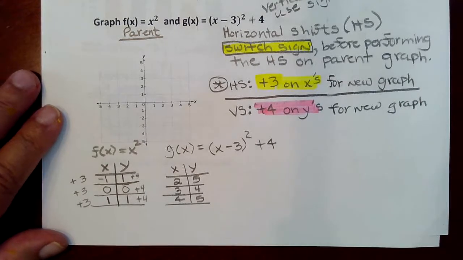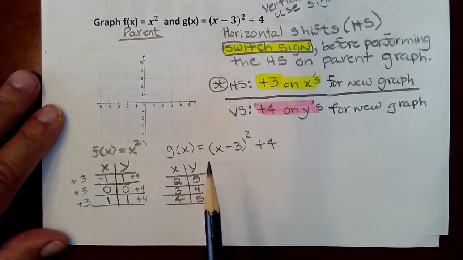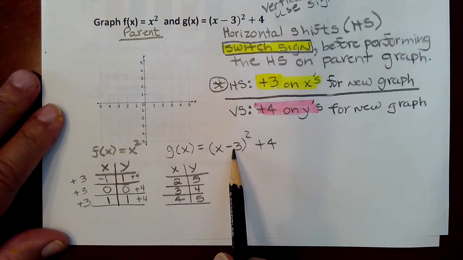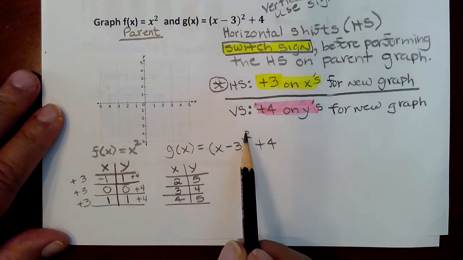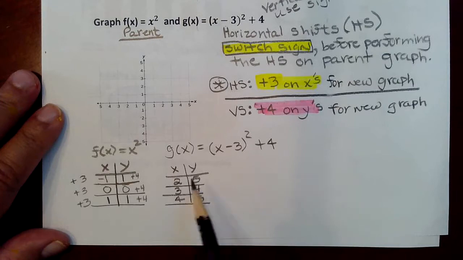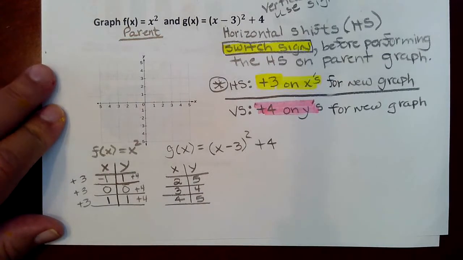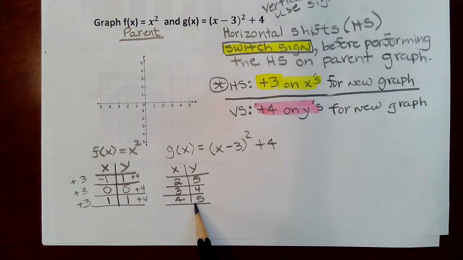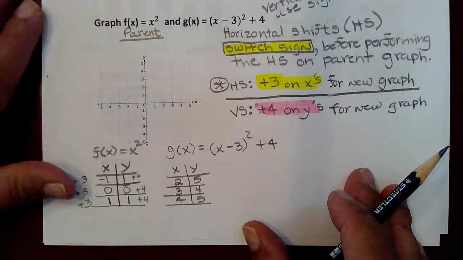And even if you had gone and taken the harder route, you would still get these answers. Like if you were to plug in a 2 right here, 2 take away 3 is -1. -1 squared is 1. 1 plus 4 is 5. So just with a lot more work doing it that way. So when you're using your parent table to produce the new graph, you're just doing simple addition or subtraction or multiplication. Sometimes that's involved in the problem.